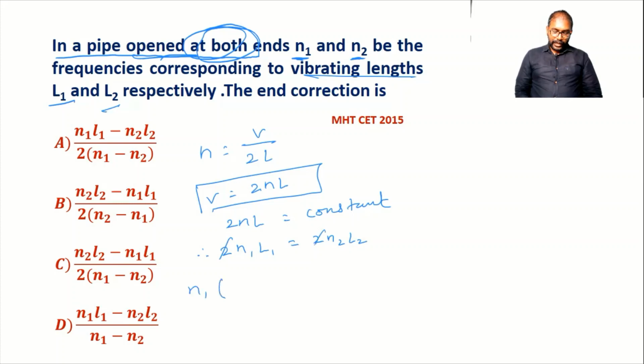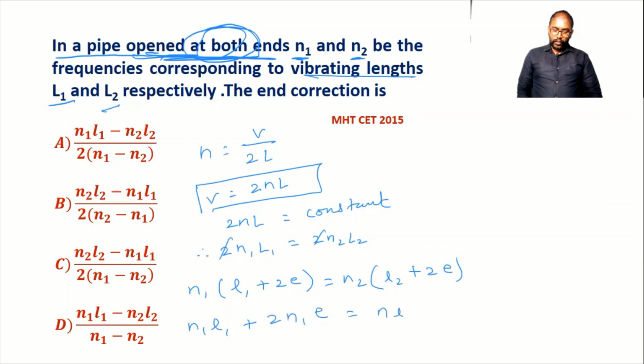L1, I can write here L1 plus end correction. So it is a pipe open at both ends, so end correction is 2E. Is equal to N2, so here it is L2 plus 2E. Now we have to simplify it. Now N1 L1 plus 2N1E is equal to N2 L2. So here also we have to write N2 L2 plus 2N2E.